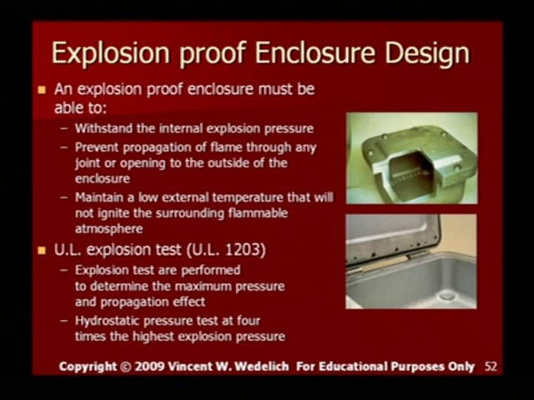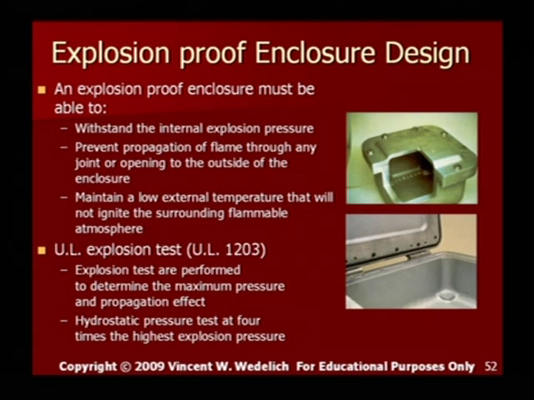box manufacturer involved. An explosion-proof enclosure must be able to withstand the internal explosion pressure, prevent the propagation of flame through any joint or opening to the outside of the enclosure, and maintain a low external temperature that will not ignite the surrounding flammable atmosphere. And then, of course, there's UL tests that must be followed. So when you buy one of these boxes, make sure it is UL listed per UL 1203.